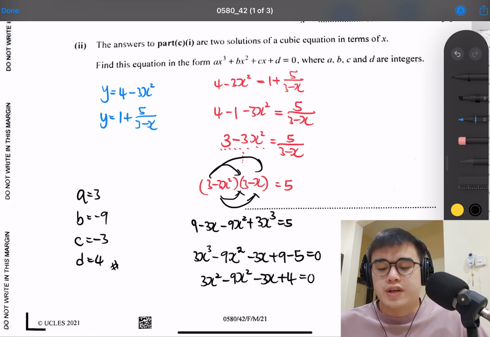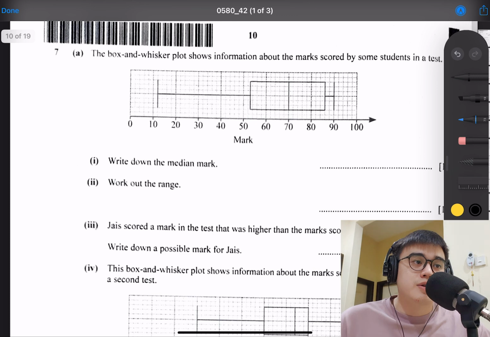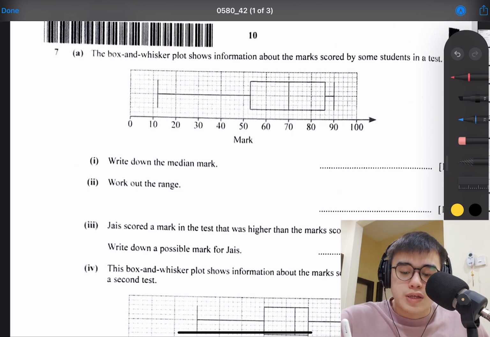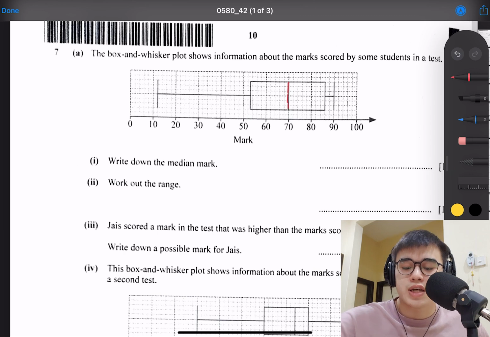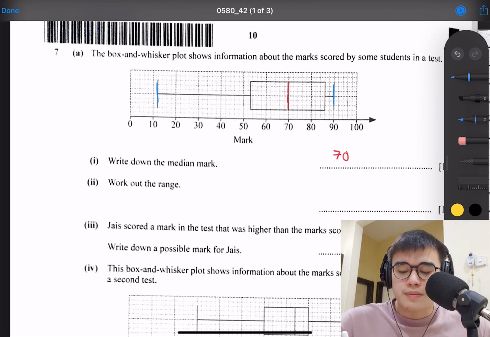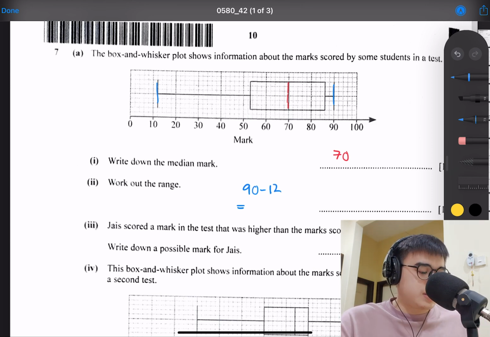Moving on, we got our box and whisker diagram here to work out. We are now at page number 10. Write down the median marks. Be reminded that the median mark is the one at the center here. The median mark is this red line over here for your reference. So the answer should be 70. And work out the range. Range basically involves the two blue lines that are written down. So you should be taking 90 minus 12, yeah, minus 12.